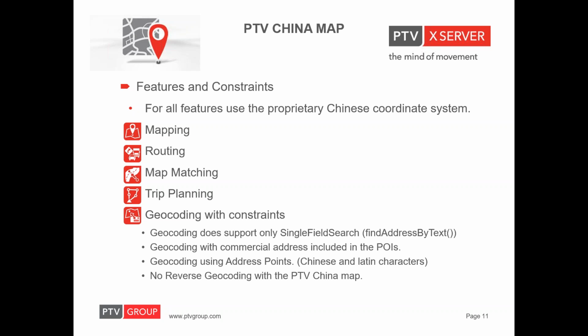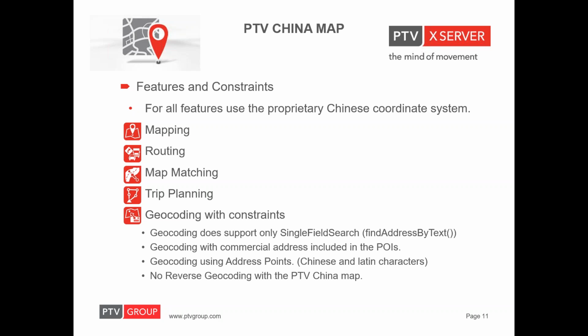the mentioned method find address by text, and the geocoding is possible with the commercial addresses included in the POIs and with the address points. You can use Chinese and Latin characters, but the quality is better if you use the Chinese characters because of the search engine.